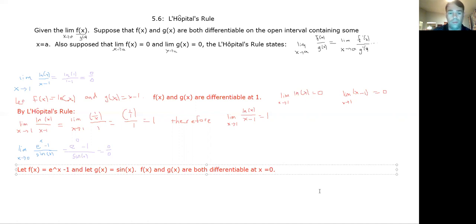So we did the write-up, did the setup. Now we're going to go ahead and come down here and we got to show that the two limits actually equal 0. So the limit as x approaches 0 of f of x, that's e to the x minus 1. Plug that in there, I get 0. And I got to show that this by itself is also going to be equal to 0. So we're doing this setup here.